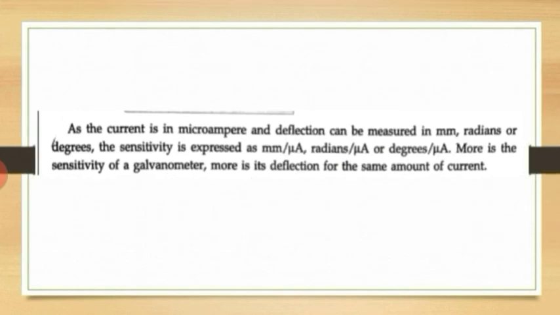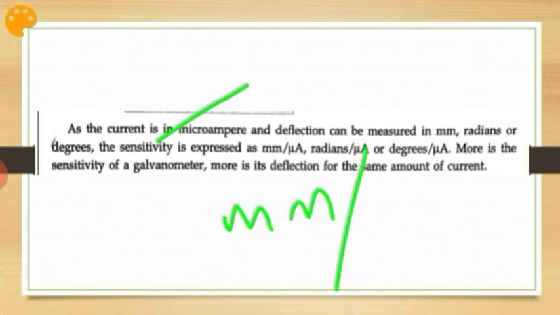Now, as the current is in terms of microamperes, the deflection can be measured in mm. So the unit is mm per microampere, or radians per microampere, or degrees per microampere. Any one we can use. The more the sensitivity of the galvanometer, the more the deflection for the same amount of current.